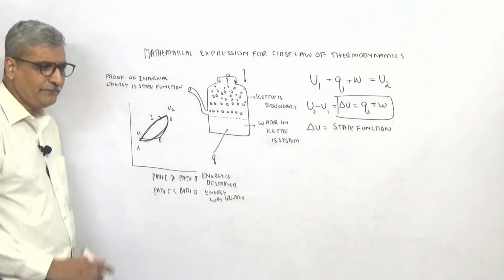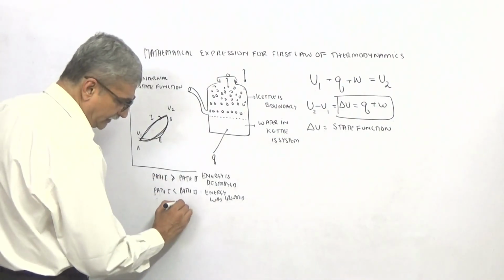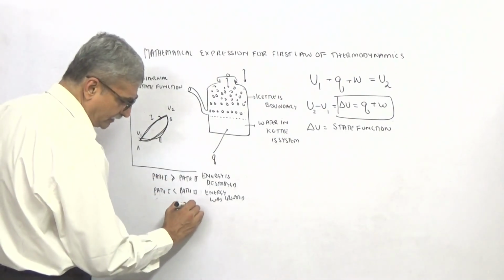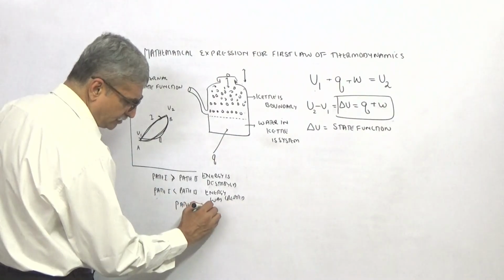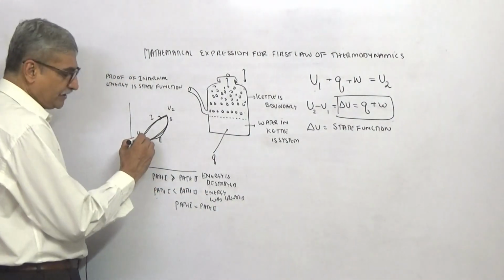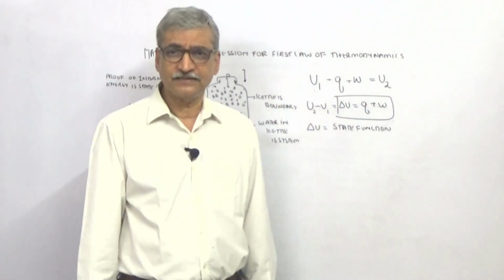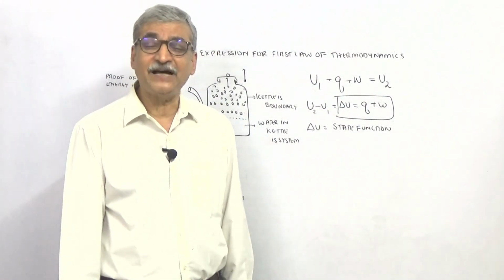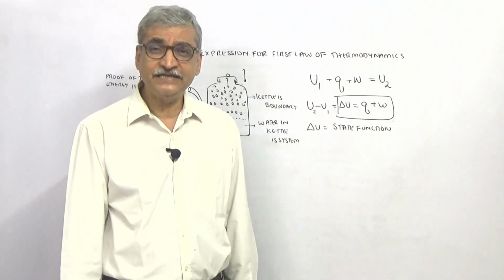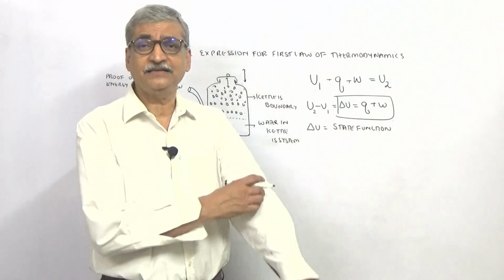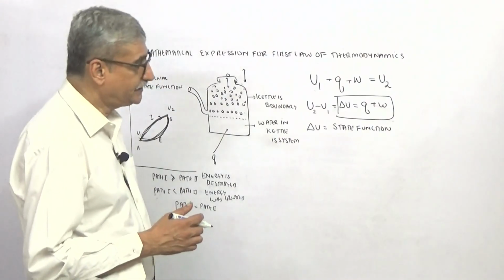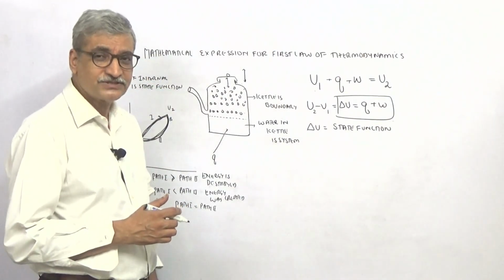So there is only one possibility, and what is that? That the energy change during path 1 is equal to the energy change during path 2. So whatever path is there, the change is irrespective of the path. The change in internal energy is irrespective of the path. What does it tell you? It tells you that delta U is a state function.